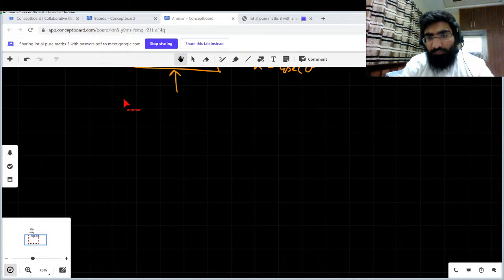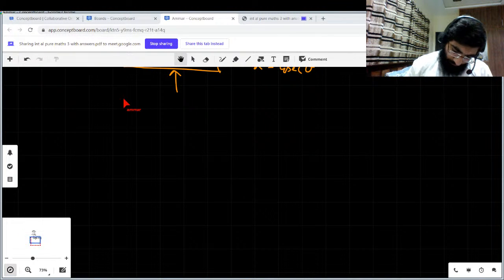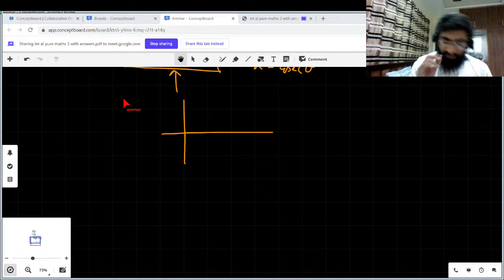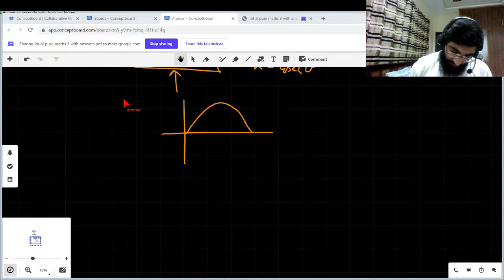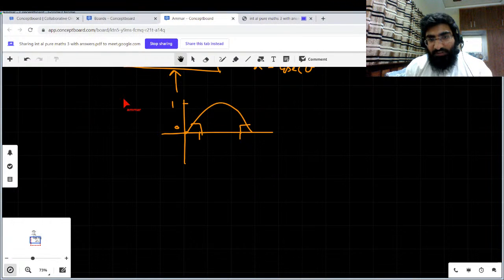So I have this as the graph of sine. I'm drawing only the first half because it asks me for two values and it has to be between 0 and 1. So this is 0 and this is 1 over here. So what two values would give me sine x is equal to k?